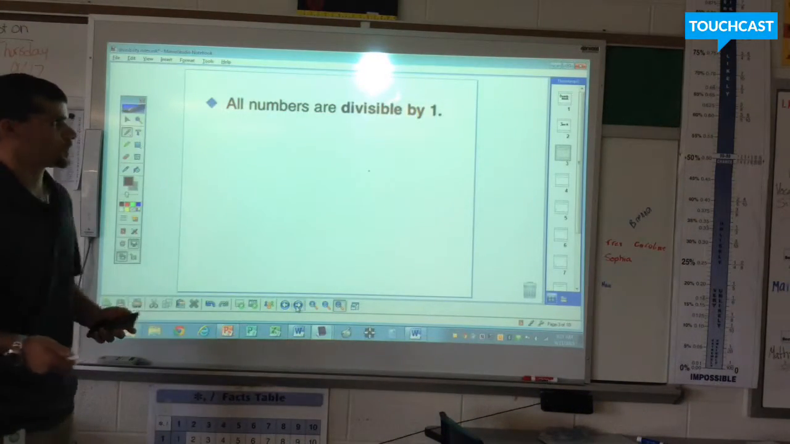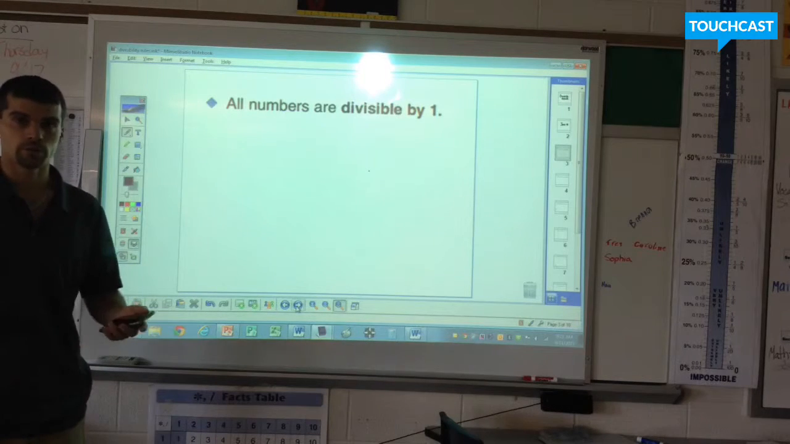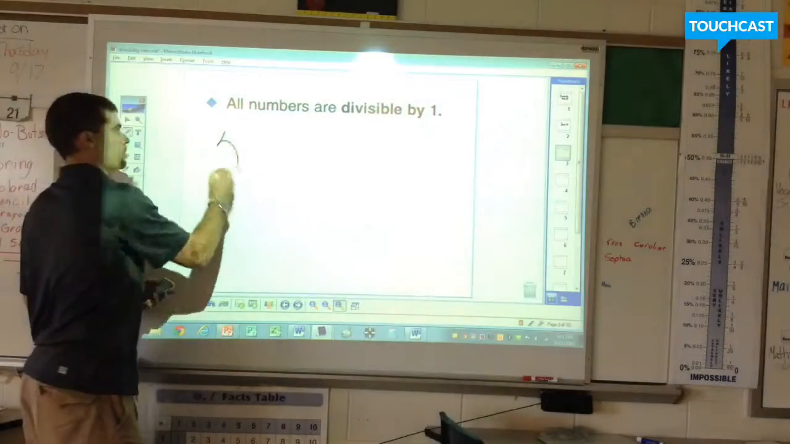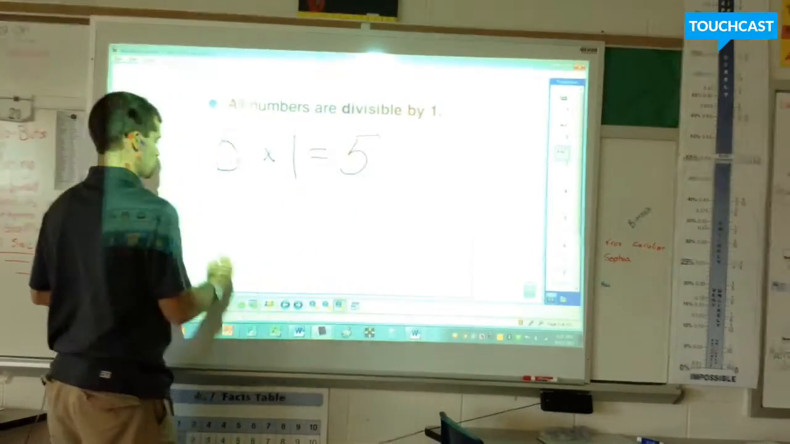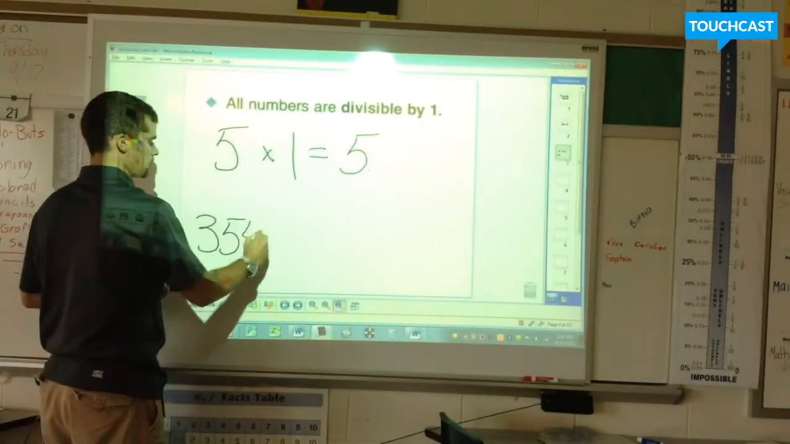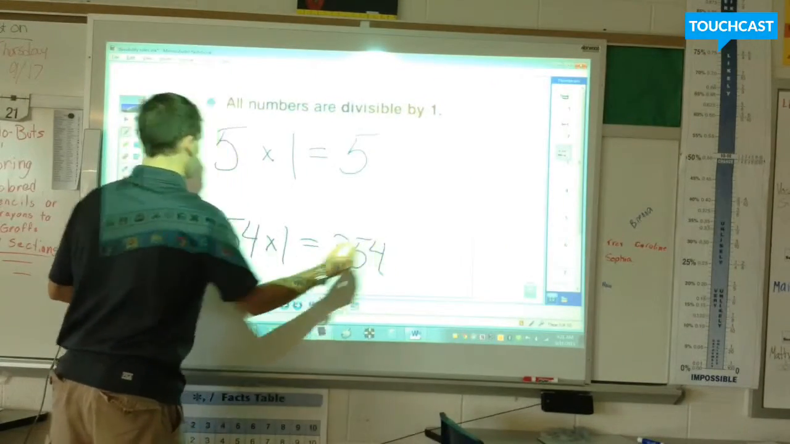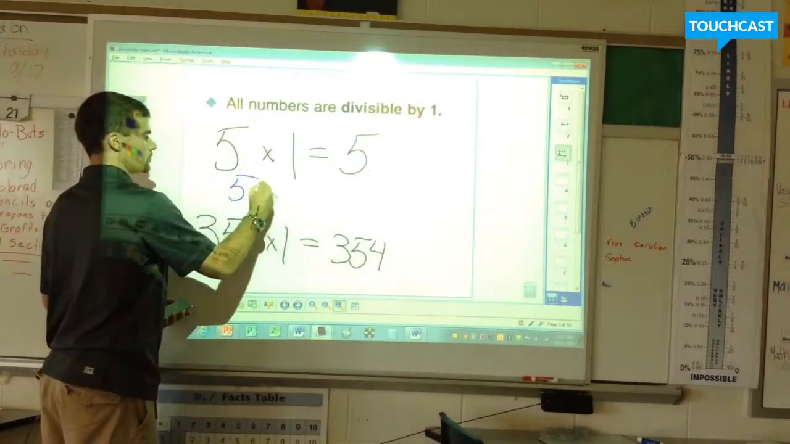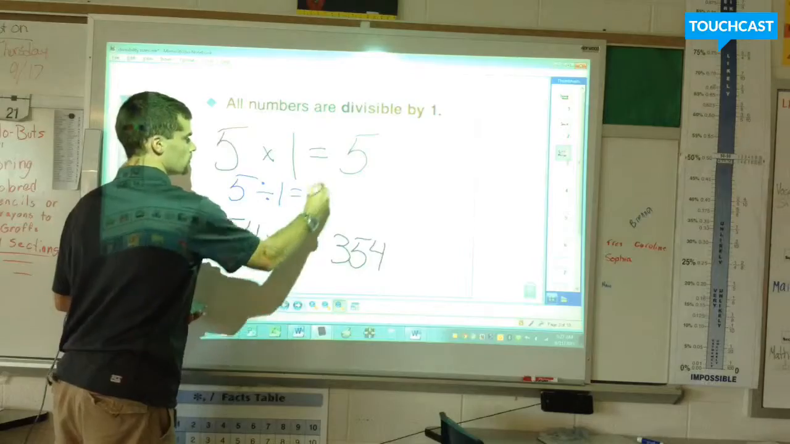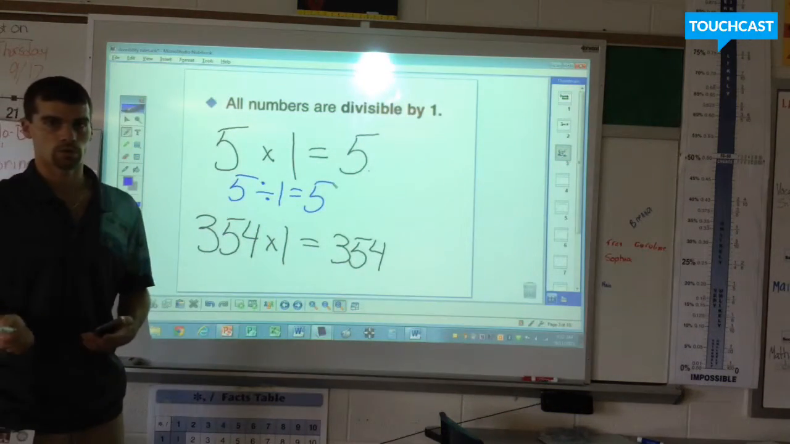So the first one we're going to look at is divisible by 1. This one's really simple. Any number, ever, on the entire number line is divisible by 1. And we know that because when I multiply anything by 1, it equals itself. Any number times 1 equals itself. So if you do the reverse, that number can always be divided by 1. And we get itself. Whether it's prime, composite, square, any number is going to work for this.